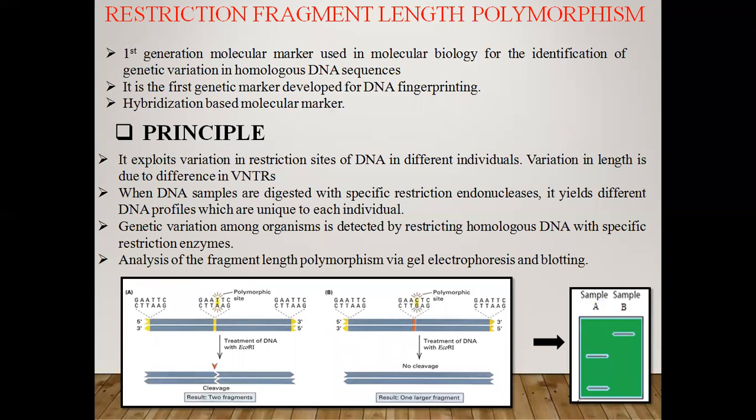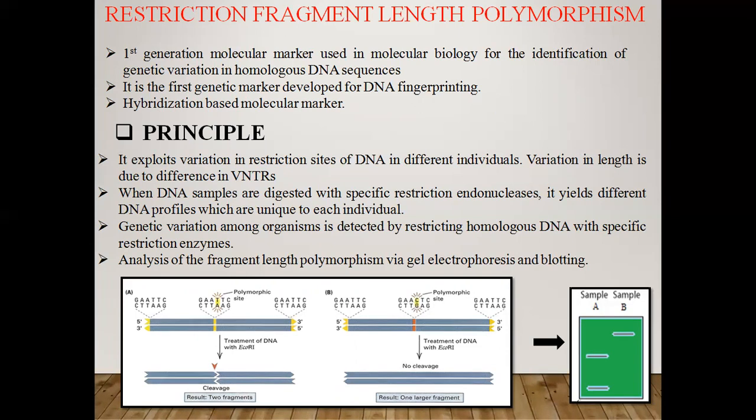It is a first generation molecular marker, and it's used in molecular biology for the identification of genetic variation in homologous DNA sequences, and it is the first genetic marker which was developed for DNA fingerprinting. As we all know, DNA fingerprinting is based on variable number of tandem repeats, and this is the first marker which was developed, and it is based on hybridization.